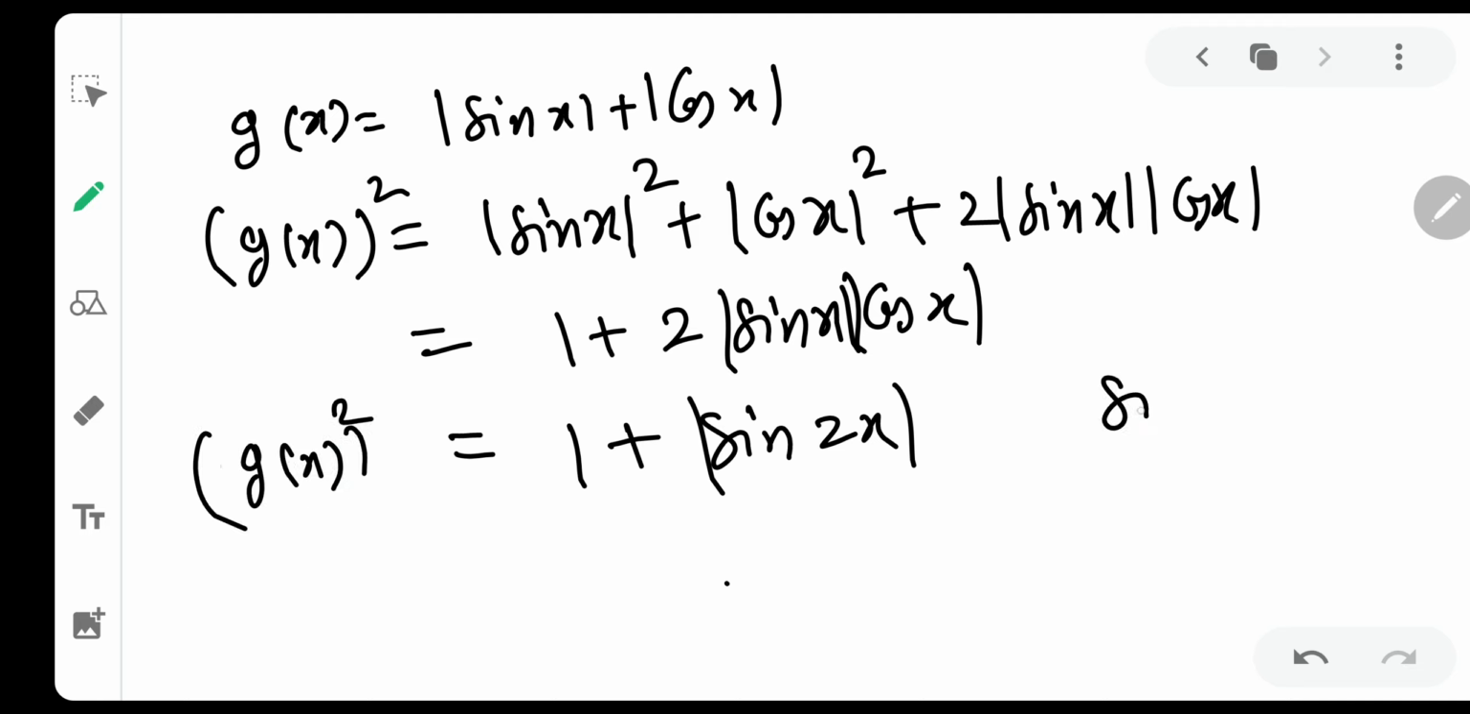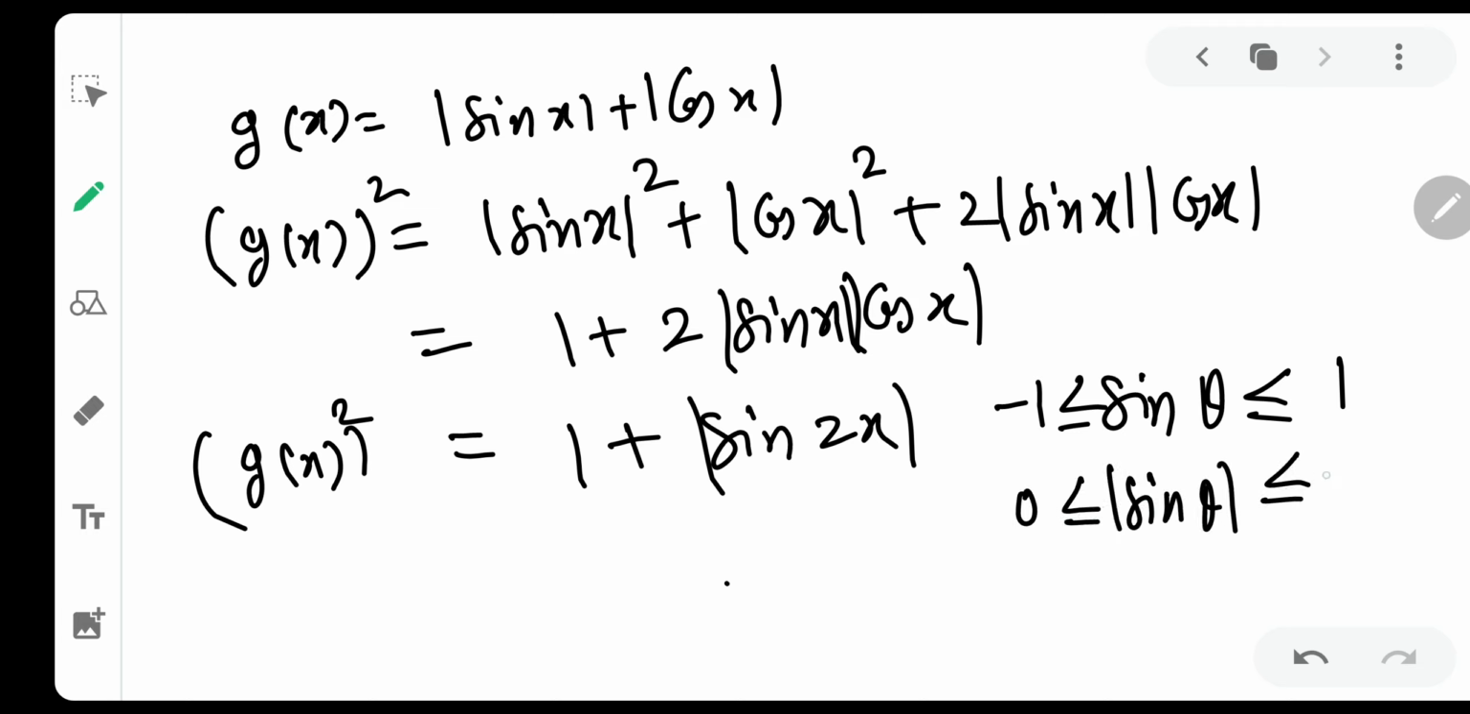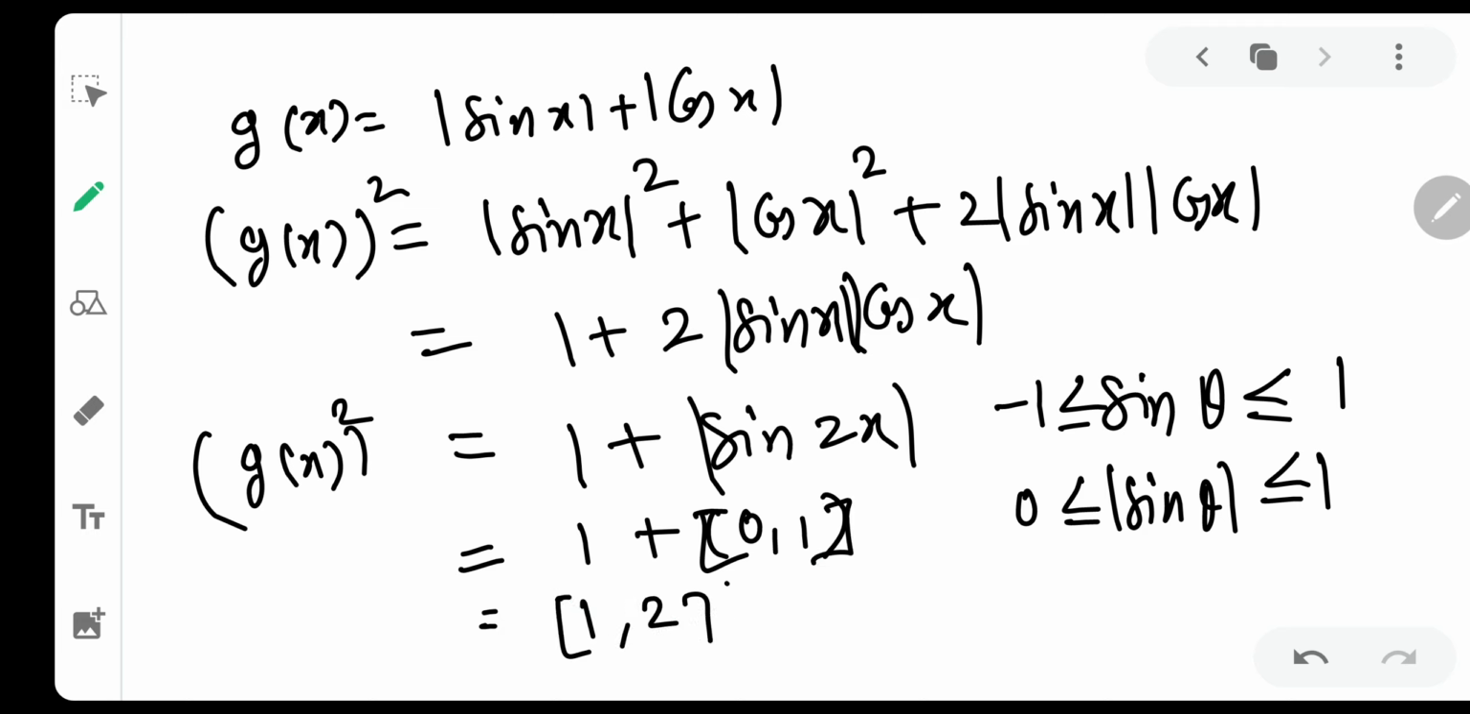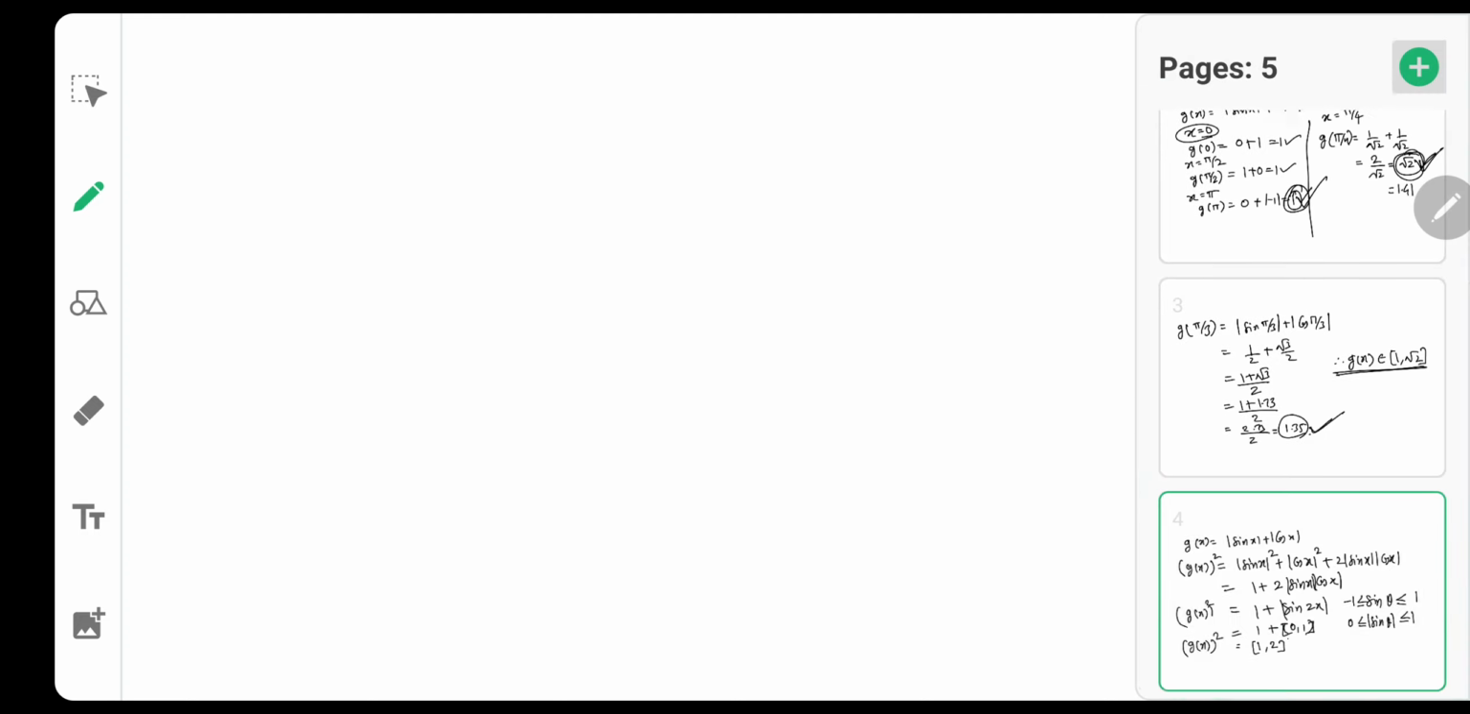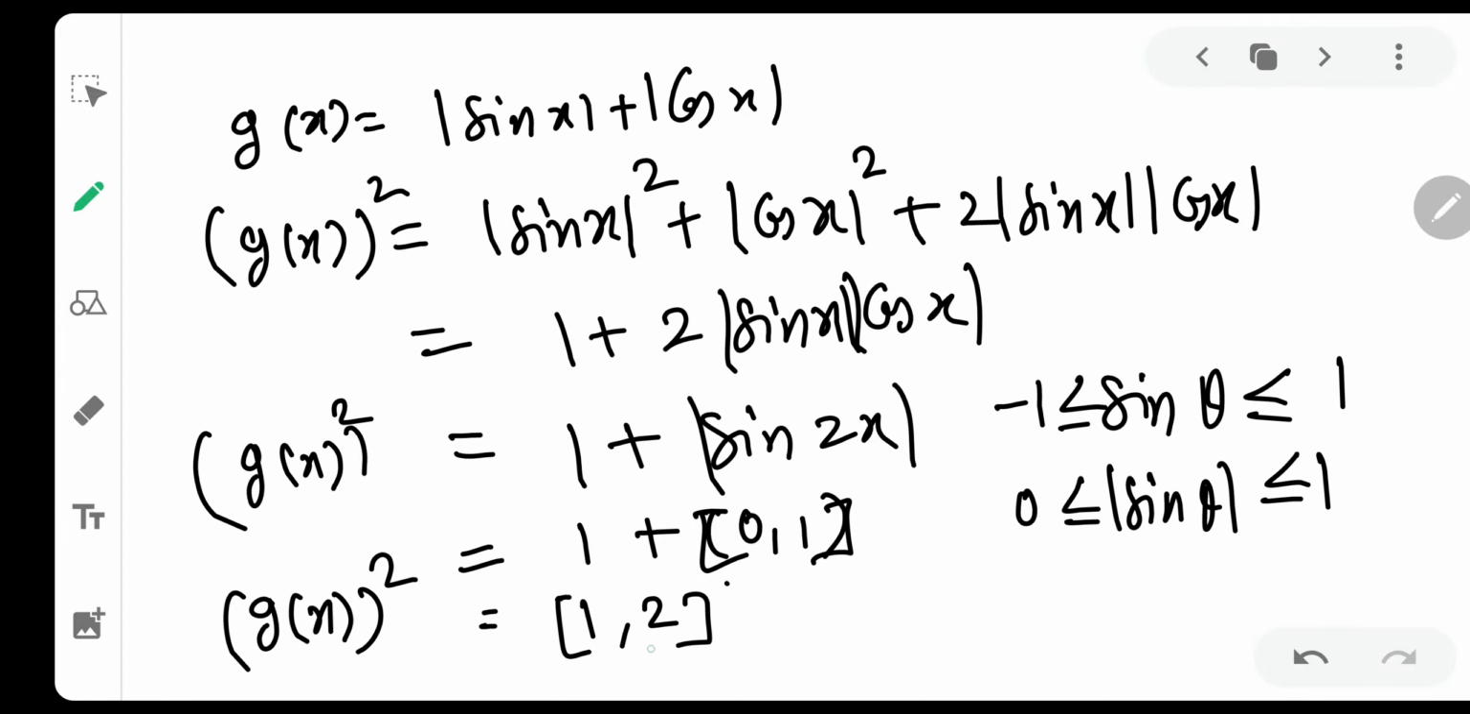Now sine of theta lies between -1 to 1. But if you have mod of sine theta, everyone knows the answer will be 0 to 1. That's it. So this will be 1 plus 0 to 1. So the answer is nothing but 1 to 2. g(x) the whole square is 1 to 2. All we have to do is square root. So square rooting we get g(x) as 1 and 2 will be turning to root 2. So 1 to root 2. So that is the actual solving approach.